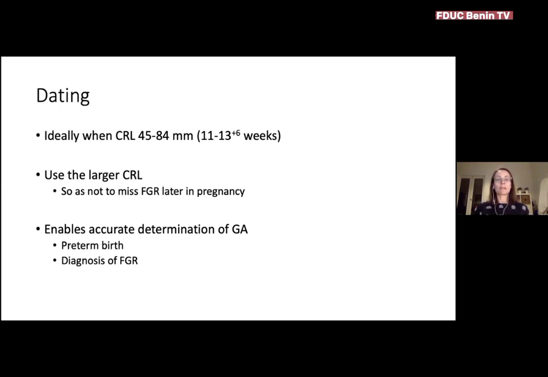So dating the pregnancy enables accurate determination of gestational age, and that enables optimal management of preterm birth, and particularly iatrogenic preterm birth when you're trying to make decisions around whether it's safe to deliver a twin pregnancy at a certain gestation. And it also enables much more accurate diagnosis of fetal growth restriction if you have an accurate due date.